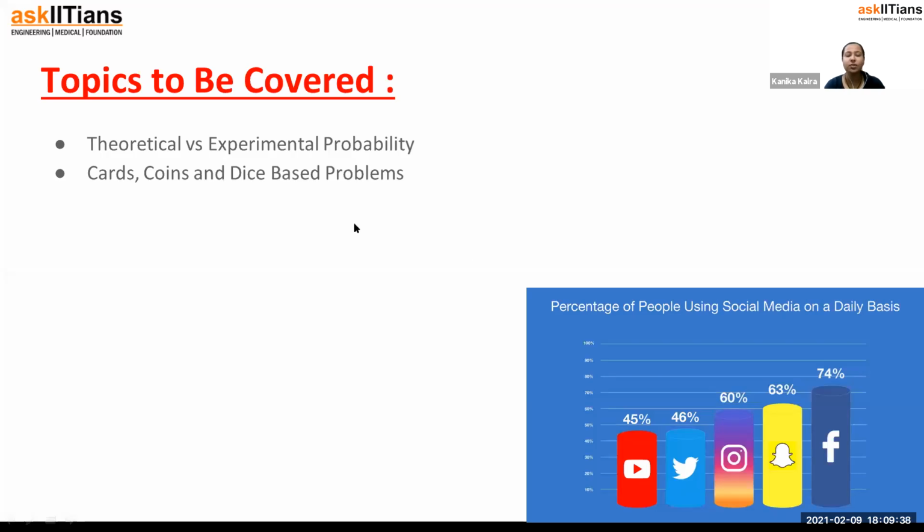In these, we will be talking about theoretical versus experimental probability, and the most important part, cards, coins, and dice based problems. We have different types of cards, as in playing cards. We have 52 cards that we will do in detail. And then for coins, when you toss one coin, when you toss two coins simultaneously or three coins simultaneously, we will be learning those. Then the dice based problems, meaning when you are rolling one die or two dice simultaneously.